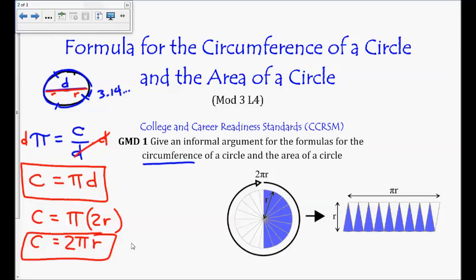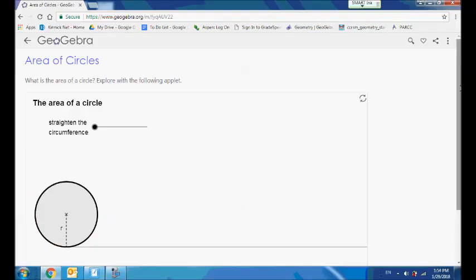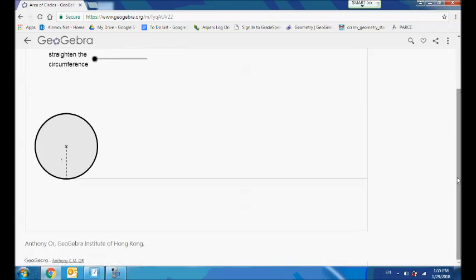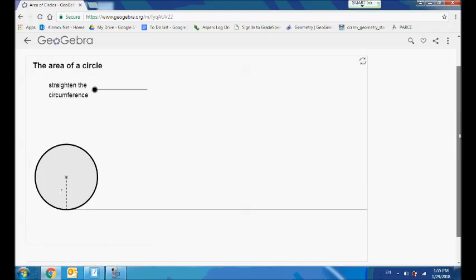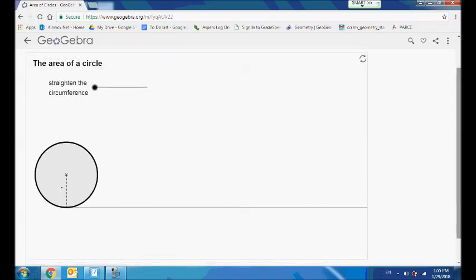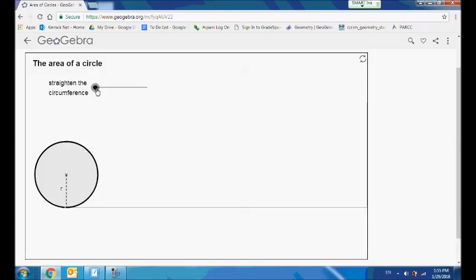Here's an applet I found online that really clearly demonstrates how to find the area of a circle. Giving credit where credit is due, this was developed by Anthony from the GeoGebra Institute of Hong Kong. So thank you, Anthony, for making this amazing applet. First, we have the circumference. And if I take that circumference and straighten it, then I get that length. Let me remind you that we just talked about the fact that the circumference is equal to 2 pi r. That's pretty important. That'll come up later.